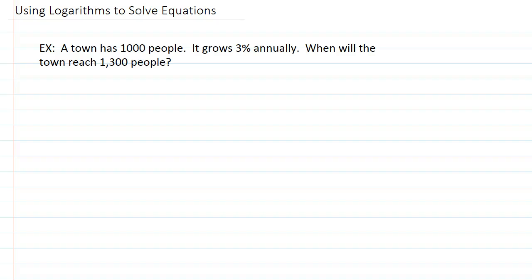A town has 1,000 people. It grows 3% annually. So the question is, when will the town reach 1,300 people?